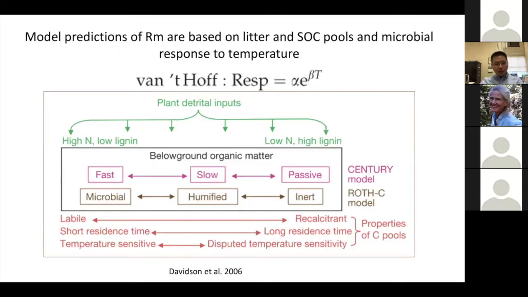In models, soil microbial respiration is always based on the litter and SOC pools and their response to temperature by one-pool functions. In models, the litter and the SOC are divided into several carbon pools based on their carbon quality and turnover rate. And each of these pools has its own temperature response.